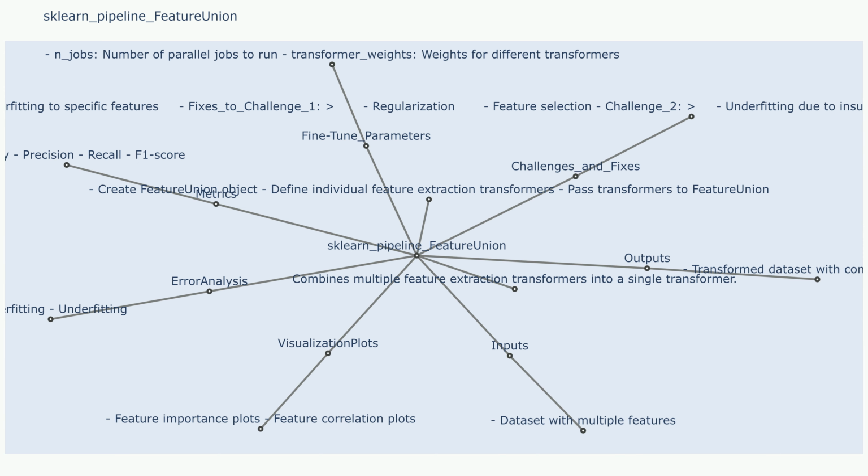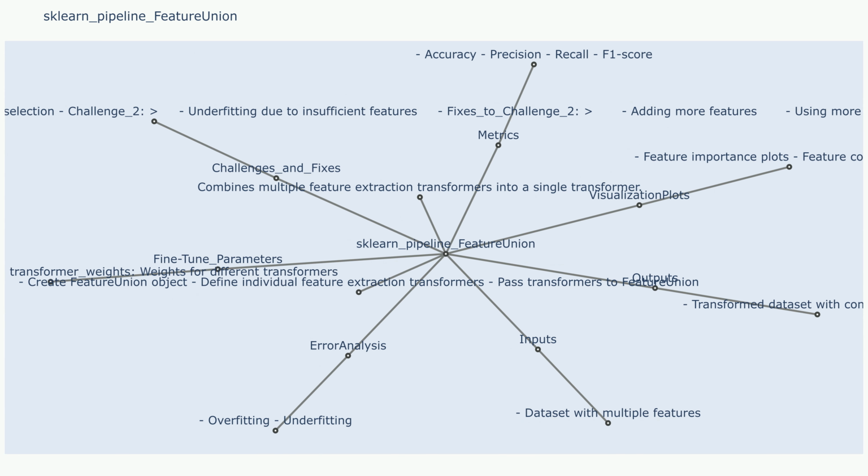Sample use case that resulted in challenge 1: Using transformers like polynomial features or interactions that generate a large number of features without appropriate regularization can lead to overfitting.